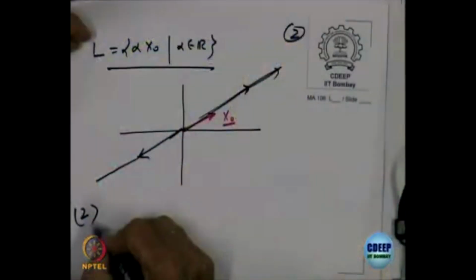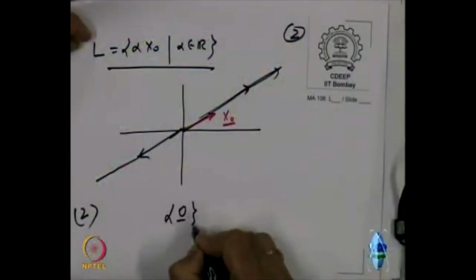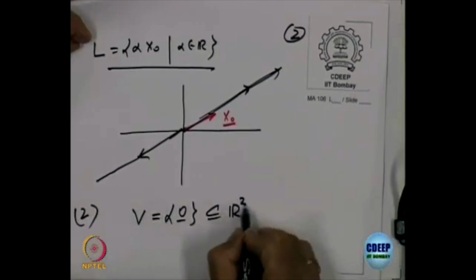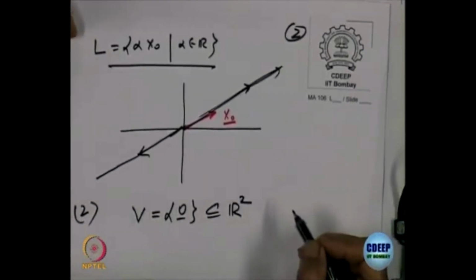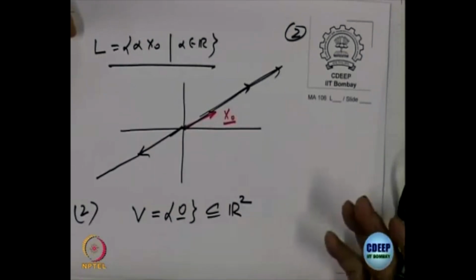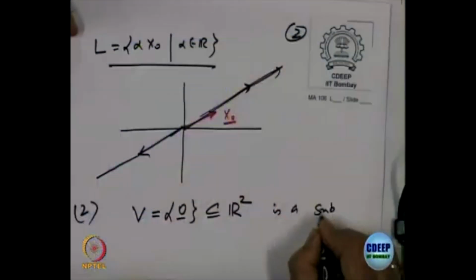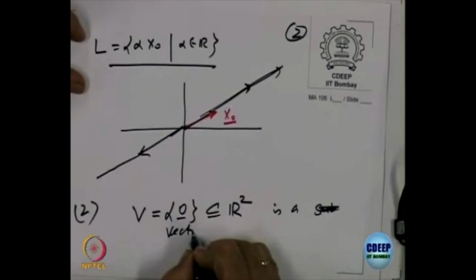Some other example. So I am just looking at R2, a simple one we can visualize. Let us look at another example. Let us look at the 0 vector alone. So that is V. Is that a vector space? Yes, only one element is there. Whatever you multiply, it will always be 0 and it will be staying inside. So it is a vector space.